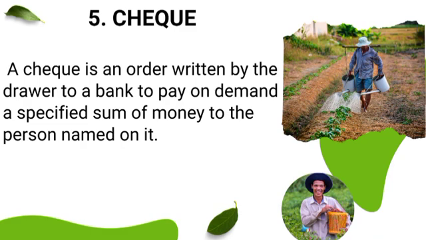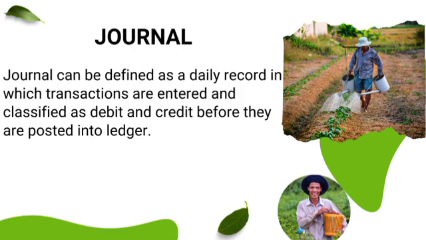So it can also be defined as a bill of exchange that is payable on demand. It may be open check or cross check, which has two transverse lines. Then let's move to the next one, which is journal. Journal can be defined as the daily record into which transactions are entered and classified as debit and credit before they are posted into the ledger.